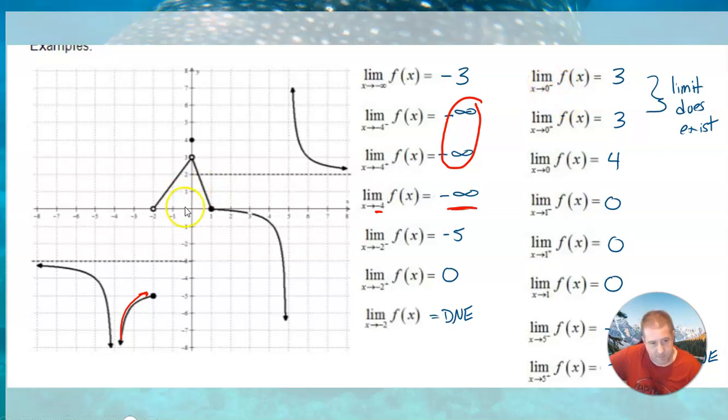Now, 0, for example. This time it looks like the two pieces do meet each other. So now, keep in mind that as x approaches 0 from the left, it's approaching a height of 3. Approaching from the right, it's a height of 3. Now, if I ask you what f of 0 is, f of 0 would be 4. f of 0 equals 4.